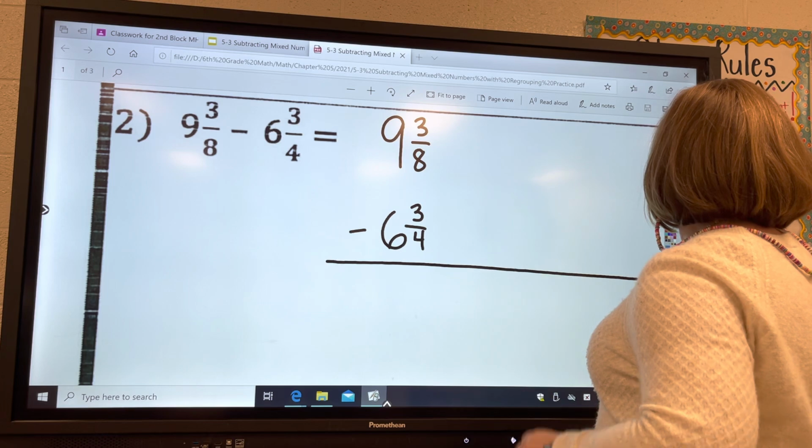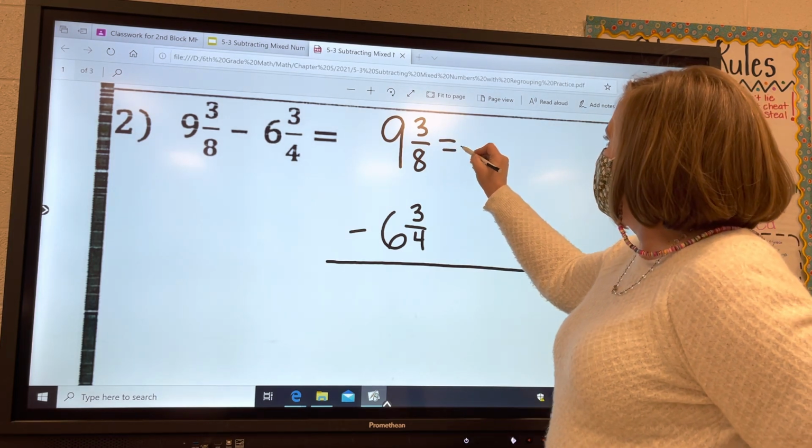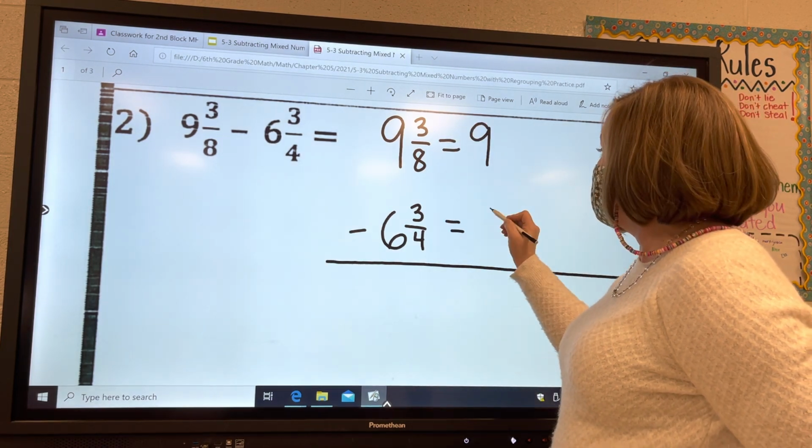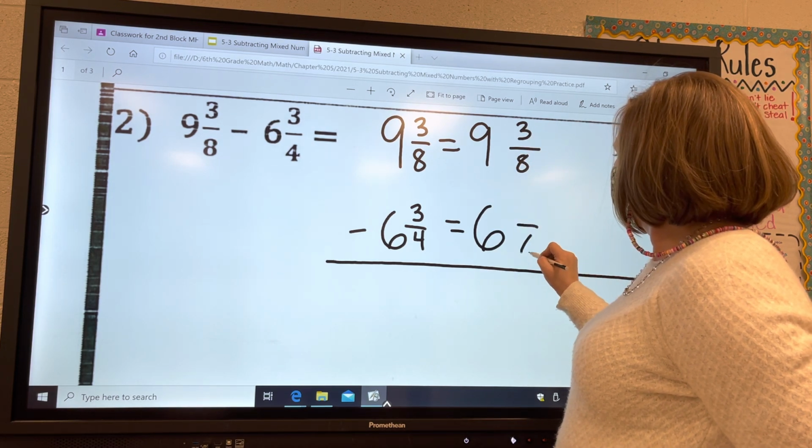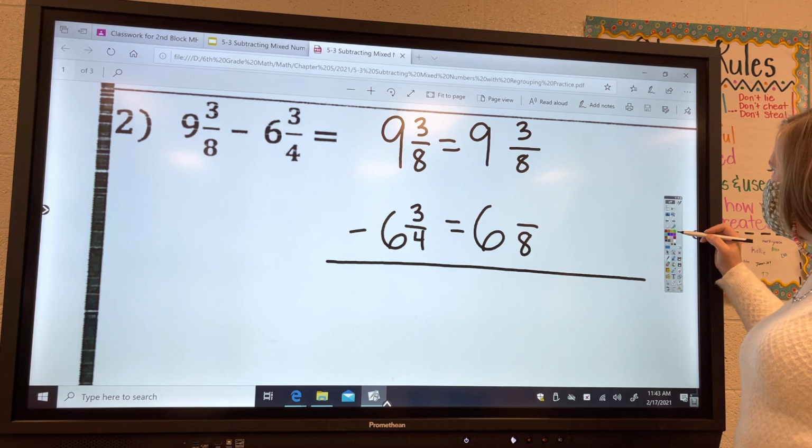First step is to make a common denominator. Is 8 a multiple of 4? Yes. So how do I get from 4 to 8?